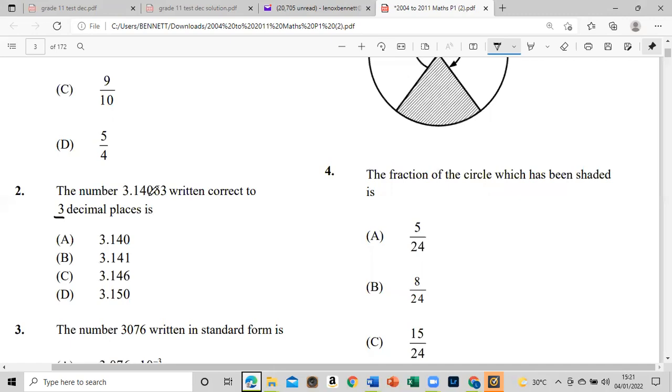So it's 1, 2, 3, 4. So 6 we are looking at. All right. If it's 5 or greater, we add 1. We're going to add 1 to the 0 that we get. So that one would be 3.141.